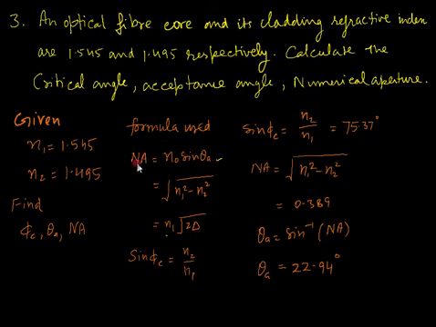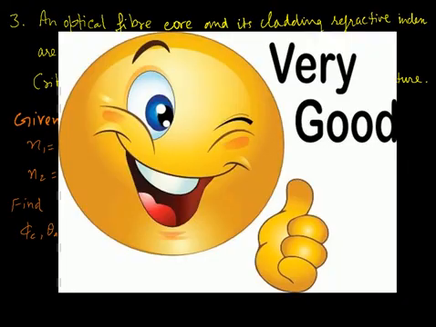By putting the values of all these parameters, sin phi c is equal to N2 upon N1, as I showed in the earlier slide, and by putting the values of N2 and N1 we can find it out. NA, because N1 and N2 are given, putting the values directly, gives the numerical aperture. And theta A, taking the sine inverse of the numerical aperture, you will get 22.94. Right.